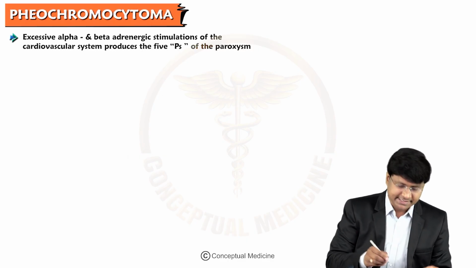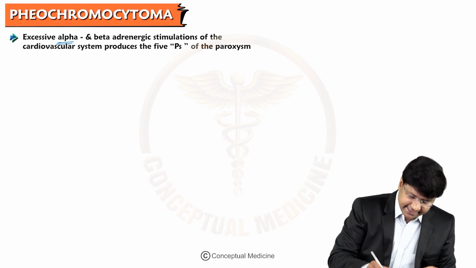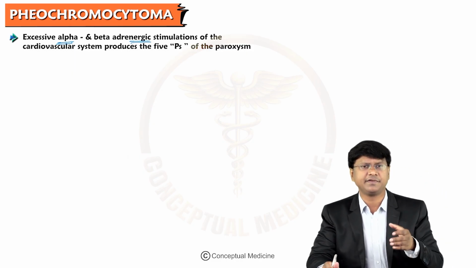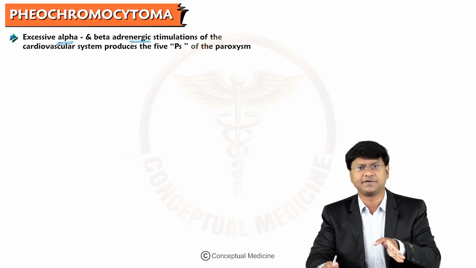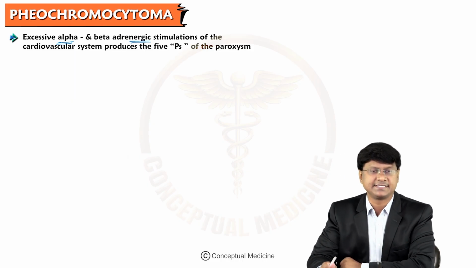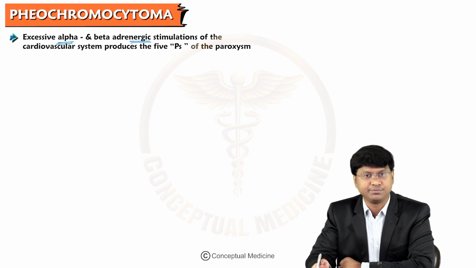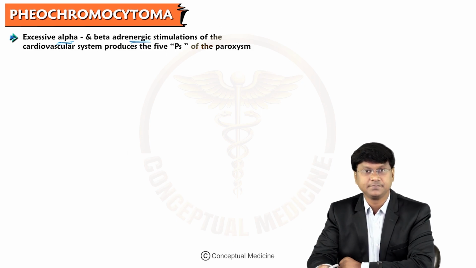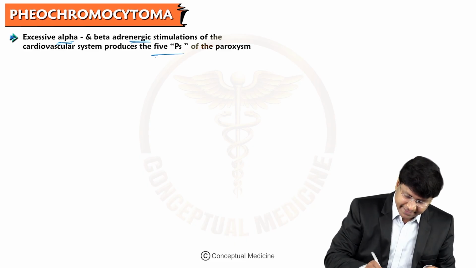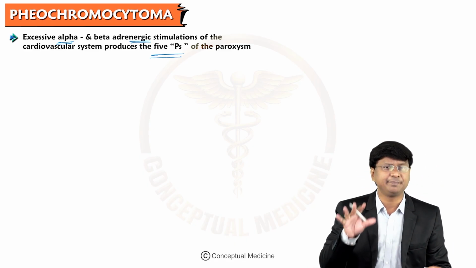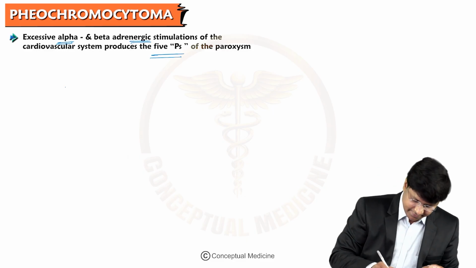Now, in pheochromocytoma, what is happening? There is excessive alpha activity and also excessive beta activity, because epinephrine and norepinephrine act on alpha receptors as well as beta receptors. So there is excessive alpha and beta adrenergic stimulation of the cardiovascular system, and that will produce the 5 P's of the paroxysm. What are the 5 P's that you should remember?